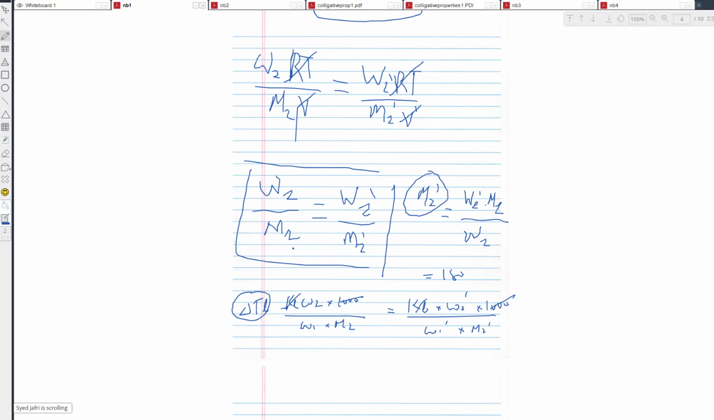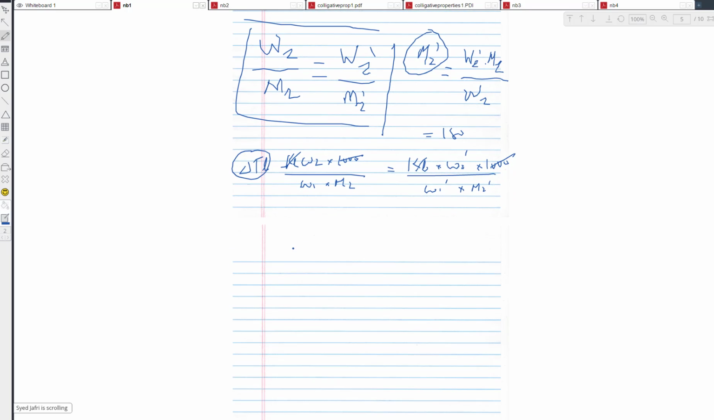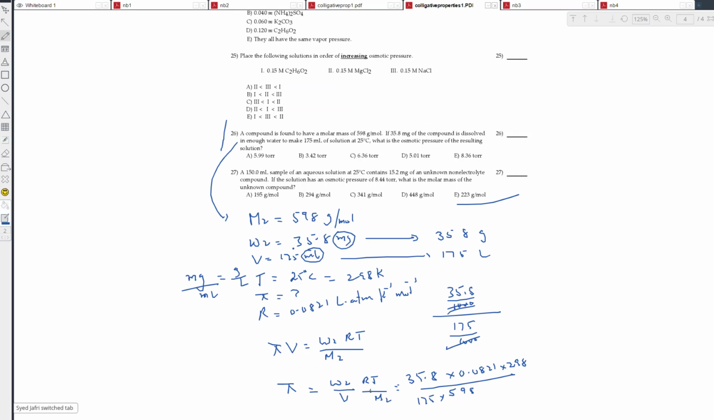Now, in case of this one, you can't cancel, because if it is 5% weight by weight, it means W2 is 5 gram. What is the W1? 95, 100 minus 5, so 95 gram. If W2 prime is 10%, so 10 gram, what is W1 prime? 90 grams. In this case, you can't cancel W1 prime; you have to put that one. Is it clear? Yes.